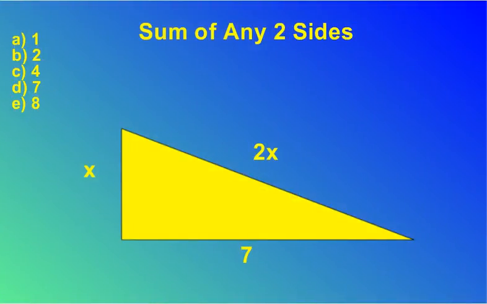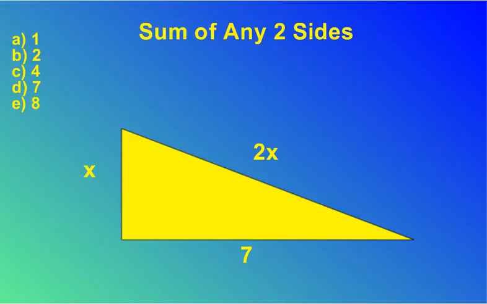Now, when you see a triangle on the SAT and they don't say anything about there being a right angle and they don't give you anything about the angles in the triangle, what they're asking is if you know the sum of any two sides of a triangle must exceed the third side. An example would be a problem like this, where they say the sides of the triangle are x, 2x, and 7. What's x? Your answer choices are 1, 2, 4, 7, and 8.